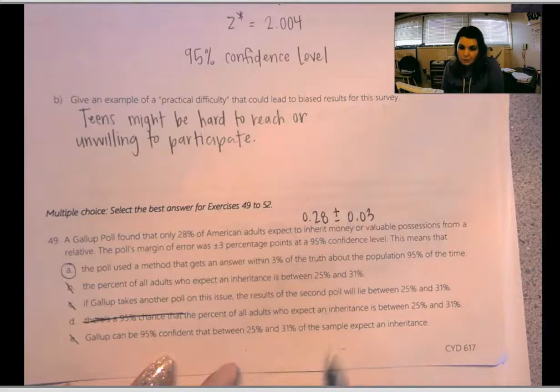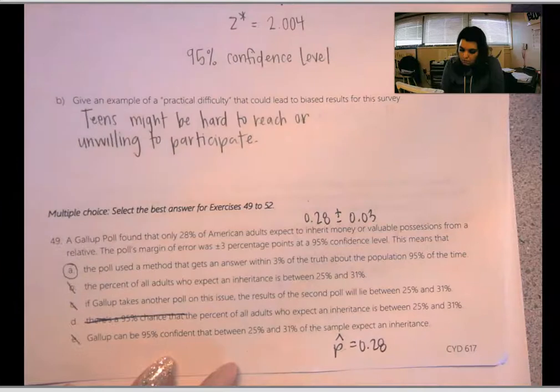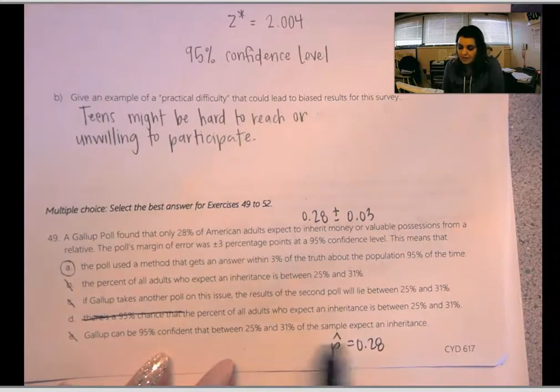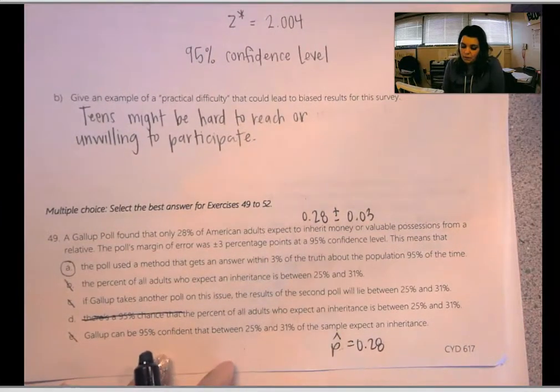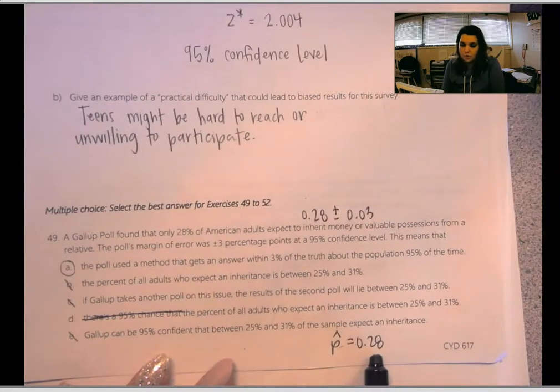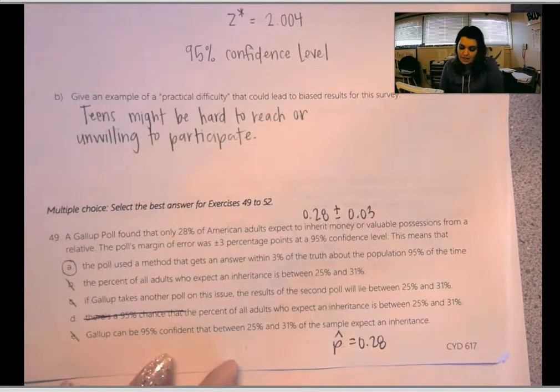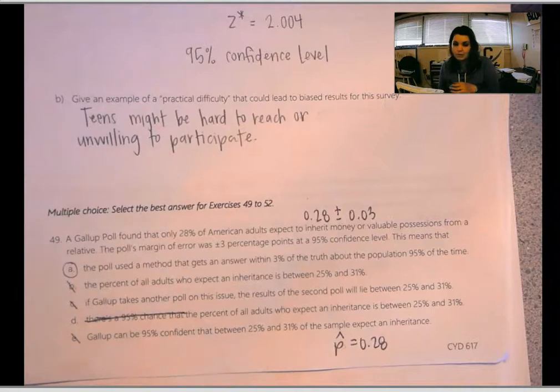No, the sample was 28. So that doesn't even make sense. We're 95% confident that between 25% and 31% of the sample expect an inheritance. No, we're 100% sure that it was 0.28. 28% expect an inheritance. So A as in alpha is the correct answer.